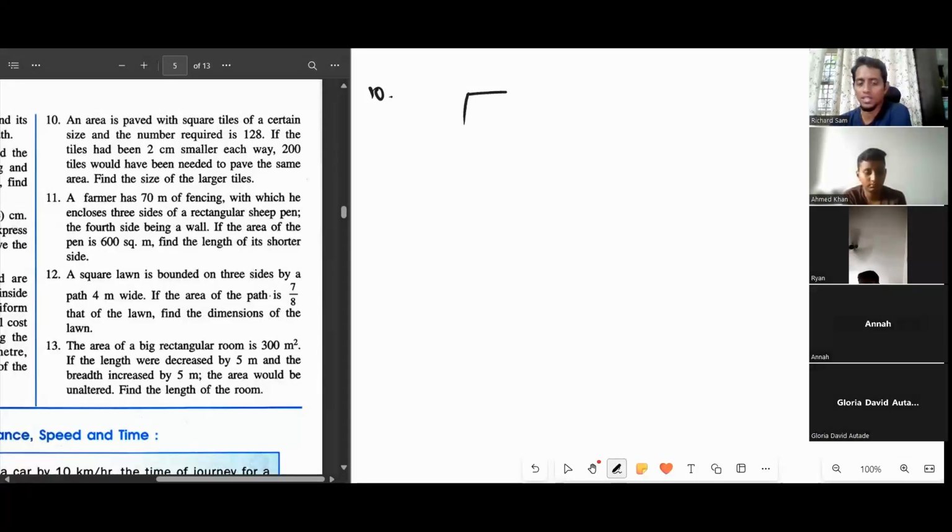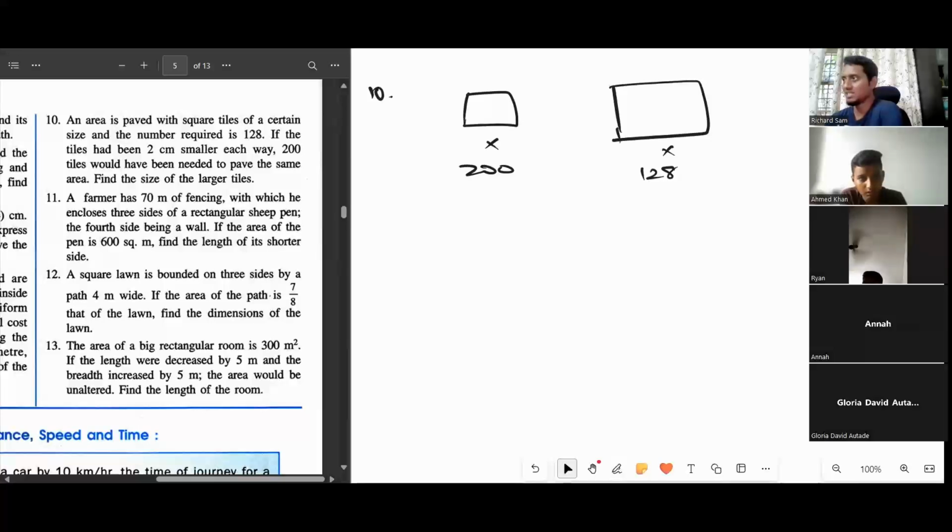So you have small tiles that fill that area and you also have larger tiles. If you have small tiles, how many tiles will fit? 200. If you have the bigger tiles, how many will fit? 128. The area occupied by both is the same. The total area of the room is the same, right? Whether you put small tiles or big tiles, the room is the same size.